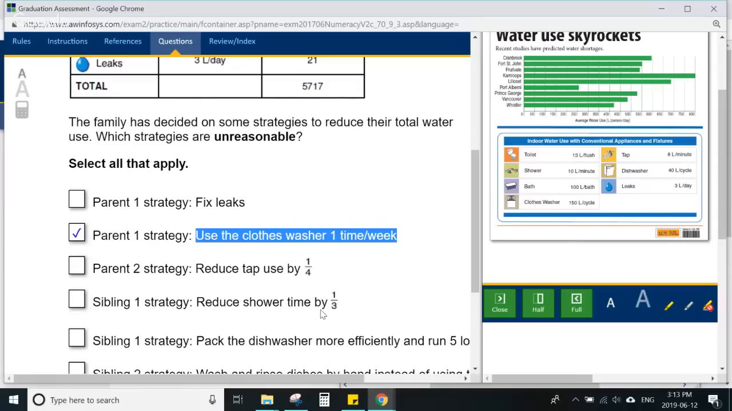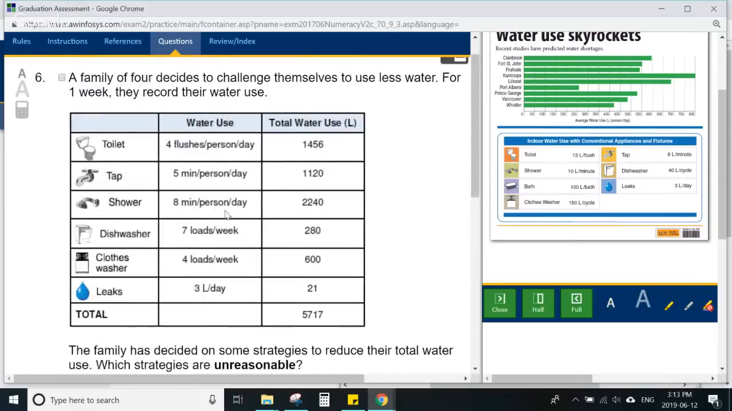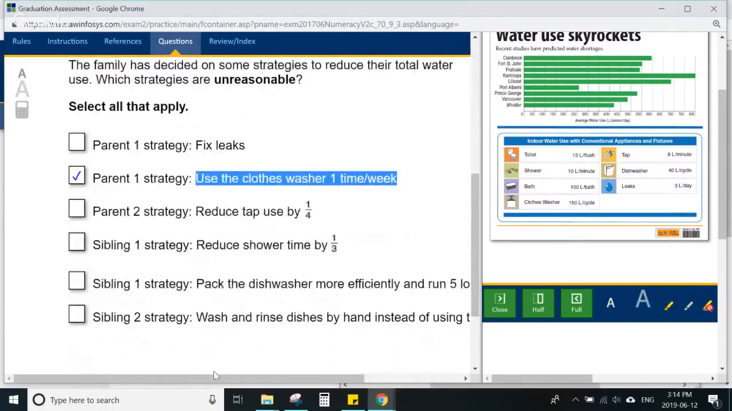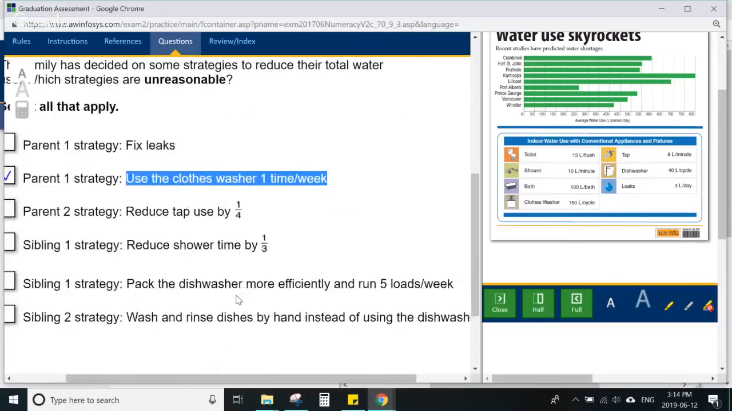Okay, what about this one? Reduce shower time by 1/3. How are our current showers? 8 minutes per person per day. We would be moving that down to somewhere around just over 5 minutes per person a day. That would result in a huge reduction in water use. That seems fairly reasonable. Okay, pack the dishwasher more efficiently to run 5 loads per week.